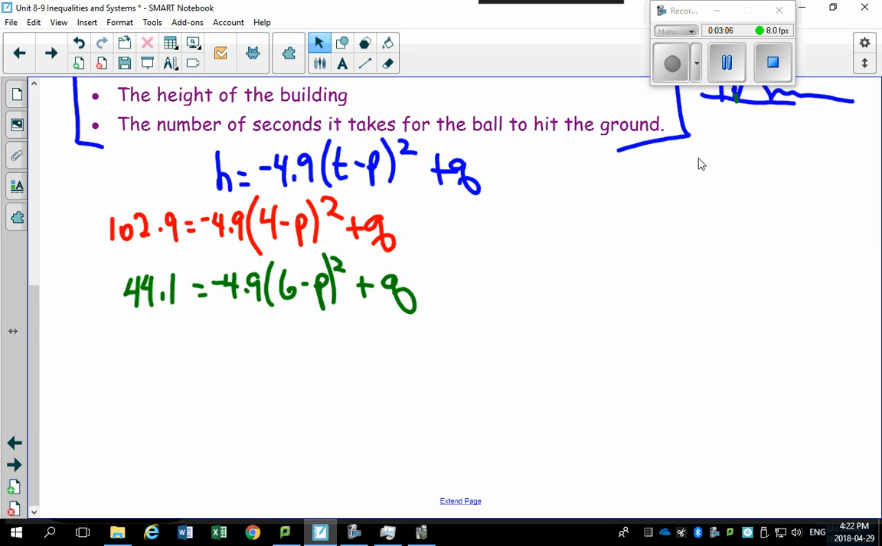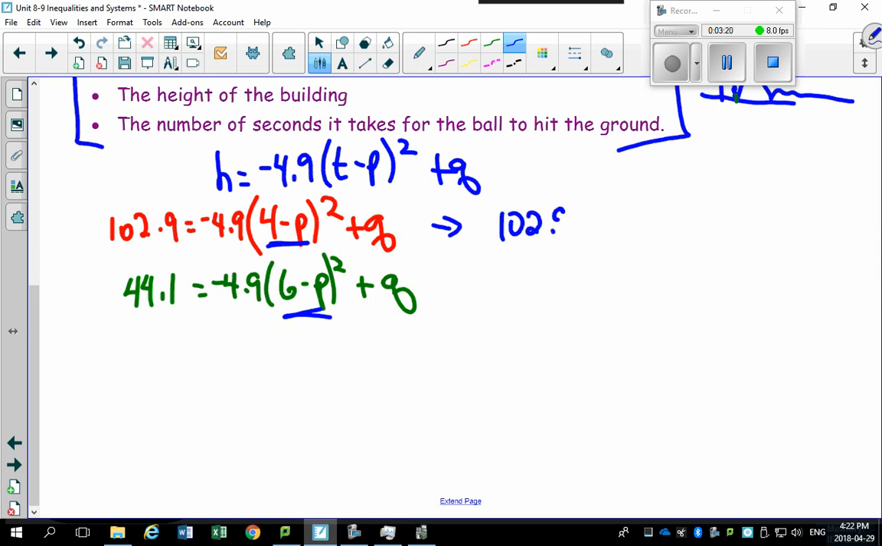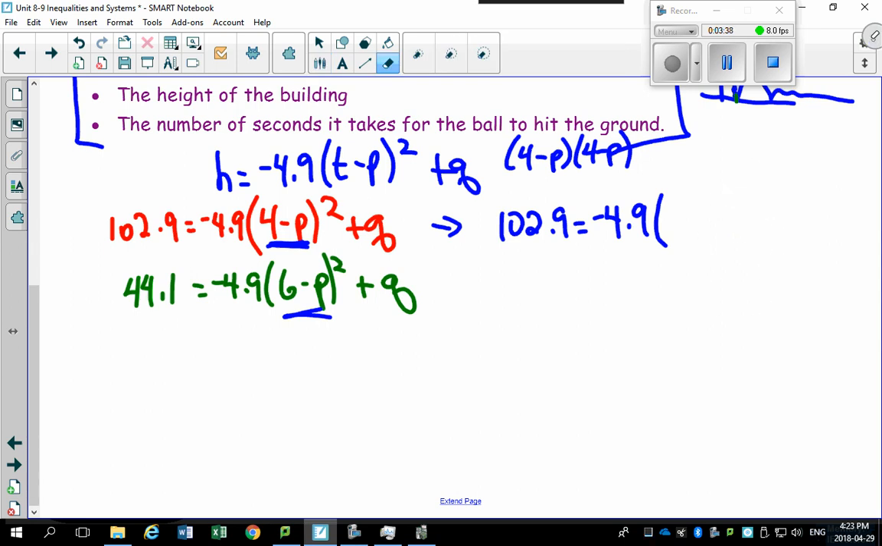So guess what? We have to expand these. We have no choice but to expand this section and this section, combine like terms, to see if we can make it at least a little bit more simple. Okay, so let's deal with this guy first. So there's 102.9 equals minus 4.9. Let's expand this. If we expand (4 minus p) squared, which if you remember, that's just 4 minus p times 4 minus p. Do the FOIL thing, and it actually works out to be pretty easy.